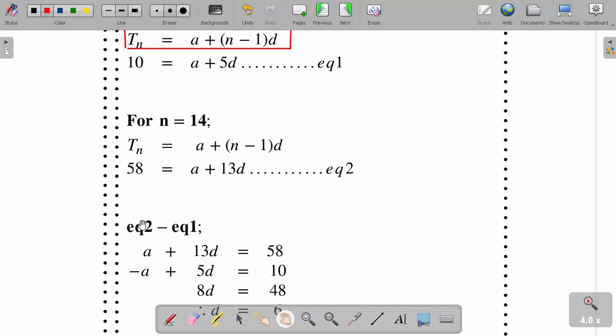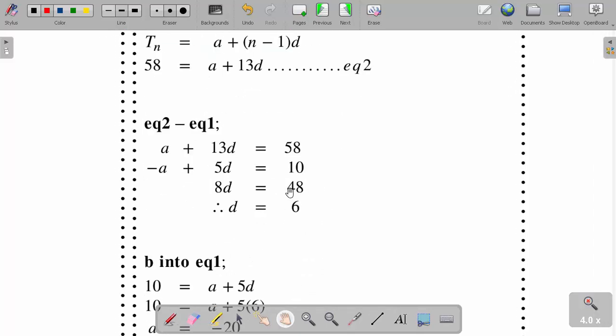So if I subtract the 2 equations, the a's are going to disappear, because a minus a is 0, and then 13 minus 5 is 8d, and 58 minus 10 is going to be 48. So I can get my d here by dividing 48 by 8, which gives me 6 as my d.